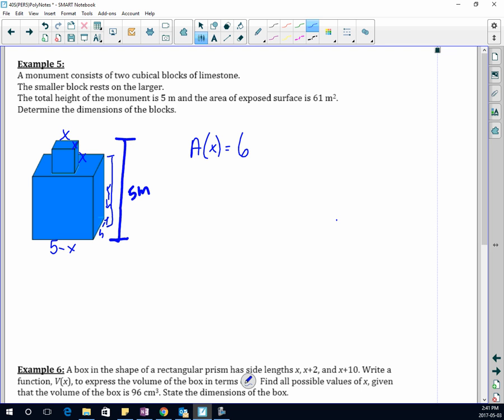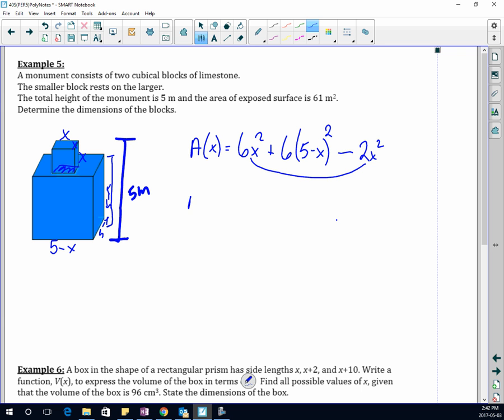Yeah, so I'm going to start with the whole thing separate. So it's going to be 6x squared. And then what would this be? It's a 5 minus x by 5 minus x, and then there's 6 of them. So it's 6 times 5 minus x, the whole thing squared. And then we're going to subtract double the overlap. What's the area of the overlap? 2x squared. Some of you were already doing that, and you can do it that way too. It's because this part we're counting twice: when we have this big side and when we have the small side.